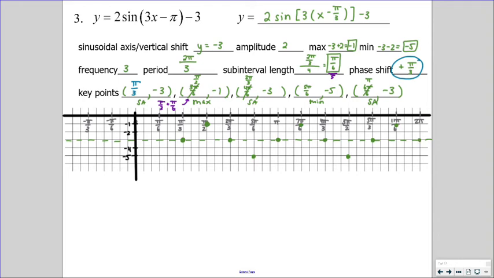And then I'm going to go backwards. So from pi over 3, moving to the left, we're going to go down to the minimum at pi over 6. And then axis at 0, maximum at negative pi over 6, and then back to its axis at negative pi over 3. Connect the dots. And that is our final graph with our first phase shift. We're going to do one more together, and then you guys are going to do the homework the same way.